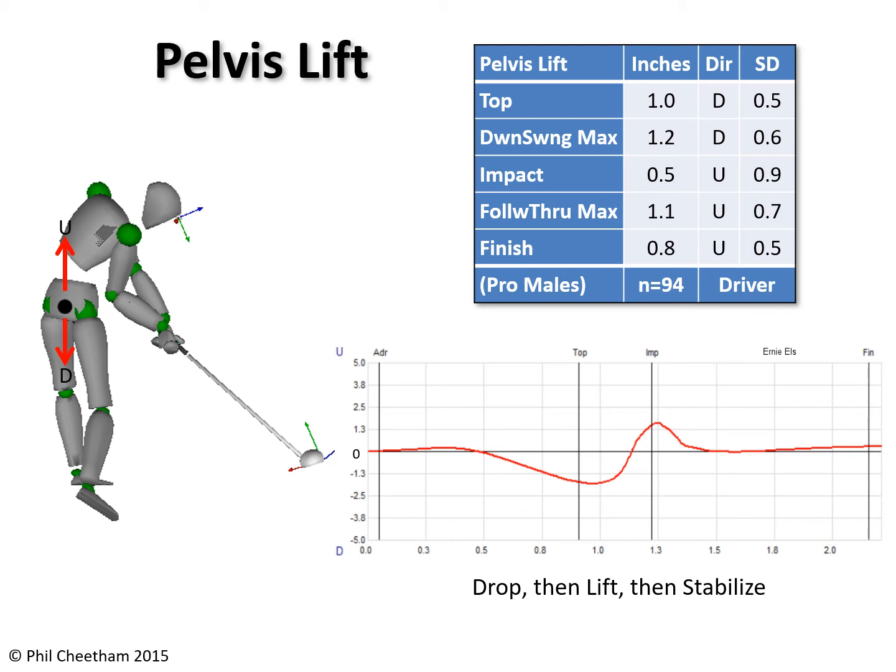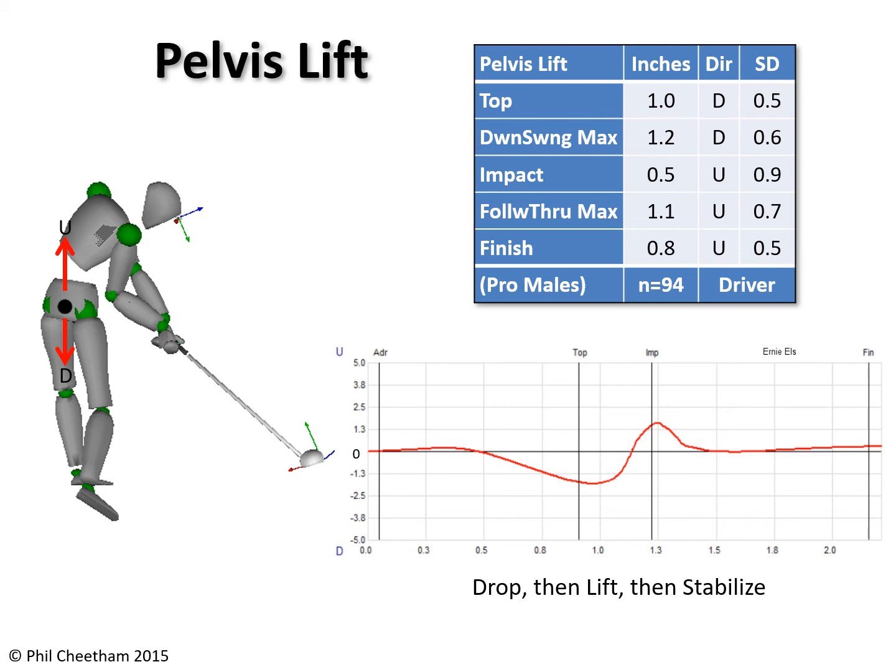Later in the downswing, the pelvis rises rapidly due to the extension of the lead knee and hip as the golfer posts onto the lead leg. This lift usually continues until slightly after impact to an average value of about 1.1 inches or 2.8 centimeters, after which it settles back down again.